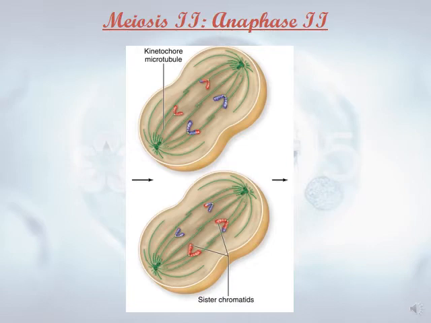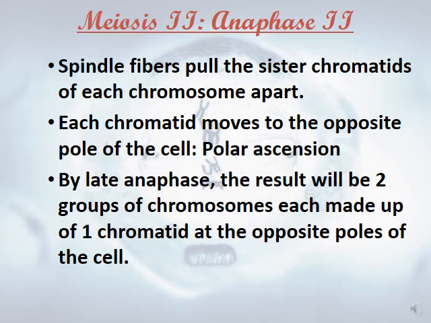In anaphase 2, the mitotic spindle fibers will pull the sister chromatids of each chromosome to the opposite poles of the cell, forming what's known as polar ascension. The result at the end will be two groups, each made up of one chromatid, at the opposite poles of the cell. Until now, this is identical to mitosis.